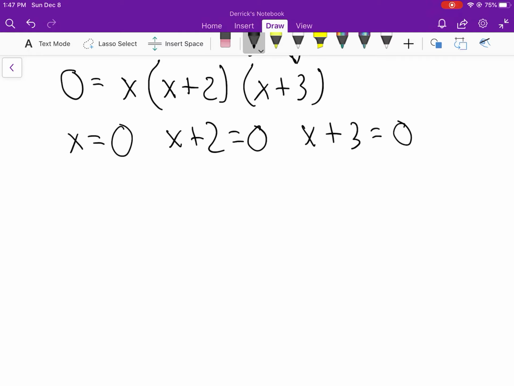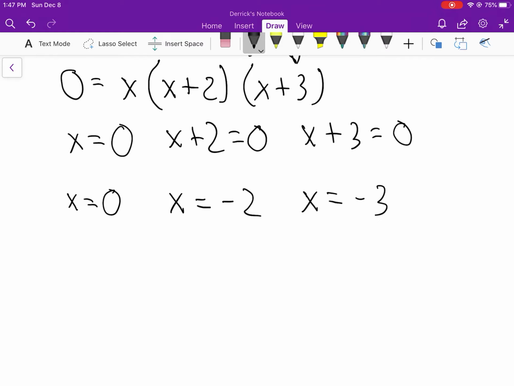So the first one, don't overthink that, it is solved out. x equals 0. Second one, we just subtract 2 over to get x equals negative 2. Last one, we subtract 3 over to get x equals negative 3.